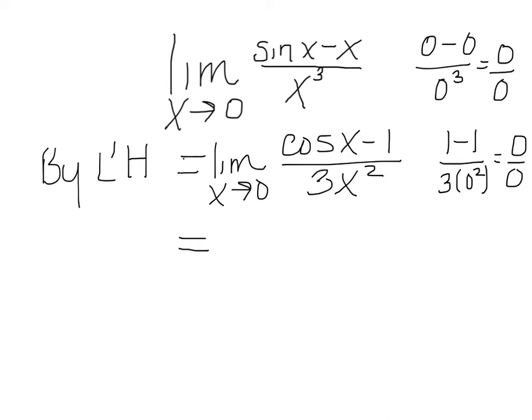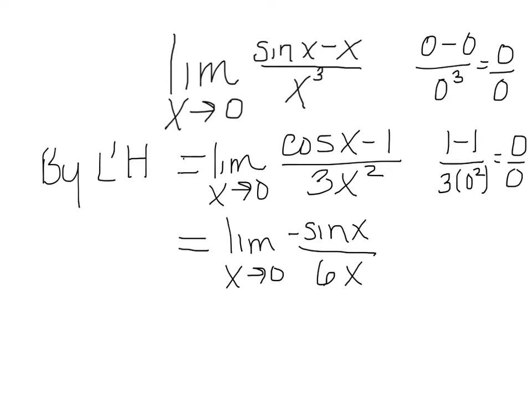So we have that this limit is equal to the limit as x goes to 0 of, now we take the derivative of the top. Remember, the derivative of cosine is negative sine of x, minus the derivative of 1, which would be 0, over 6x.